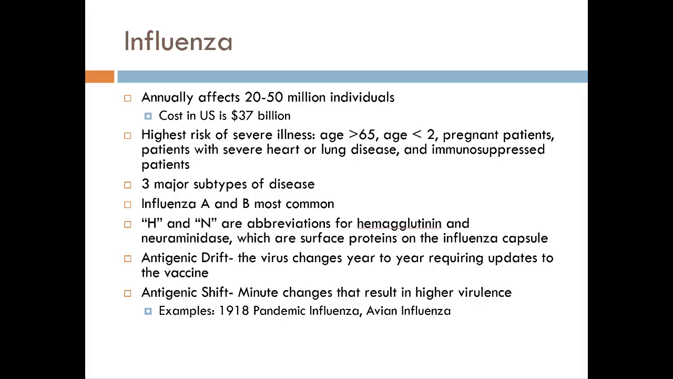Okay, moving on to influenza. Influenza affects about 20 to 50 million individuals annually. Cost in the US alone is about $37 billion. So this is, of course, something that comes up seasonally and lasts usually throughout the winter and into the spring. It's something we vaccinate for early in the fall. And we try and predict which subtypes we're going to get based on what else the world is experiencing in their flu seasons, but it's always difficult.